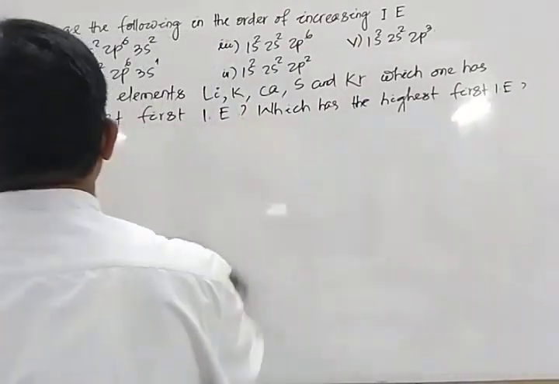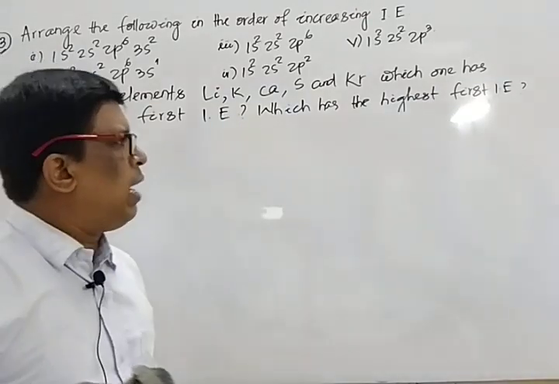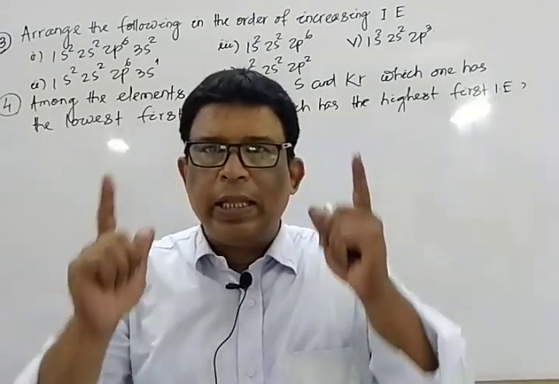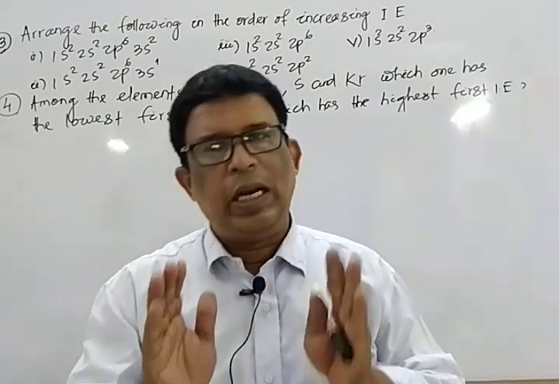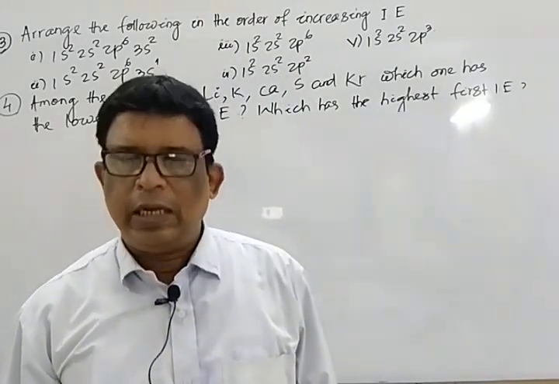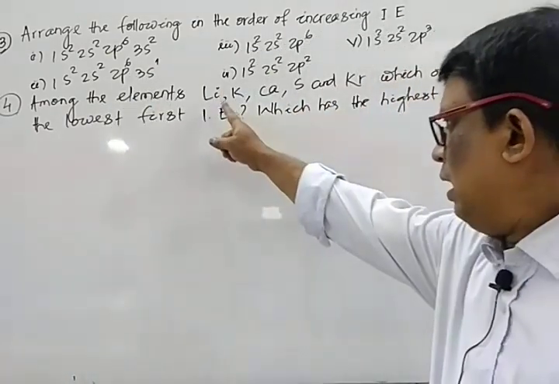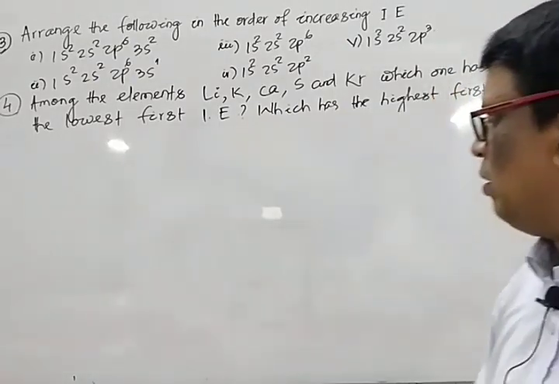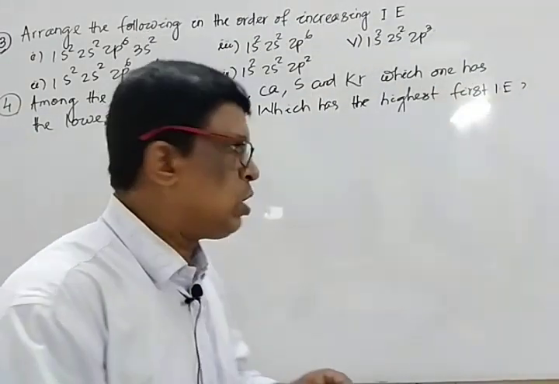What is the next question? Among the elements, which one possesses the lowest and which one possesses the highest ionization energy? Keep in mind that while moving from top to bottom, ionization energy gradually decreases, and while moving from left to right, ionization energy gradually increases. So if we compare lithium, potassium, calcium, sulfur and krypton, which one possesses the lowest?